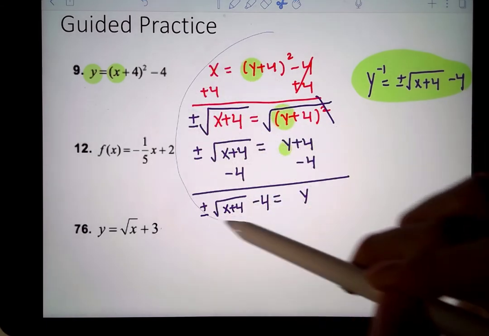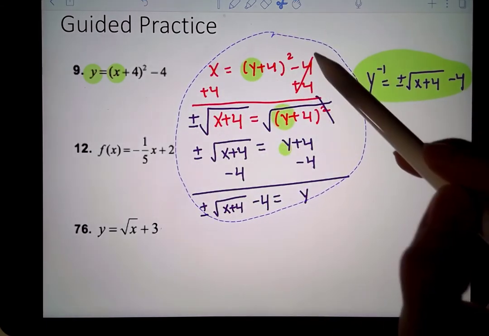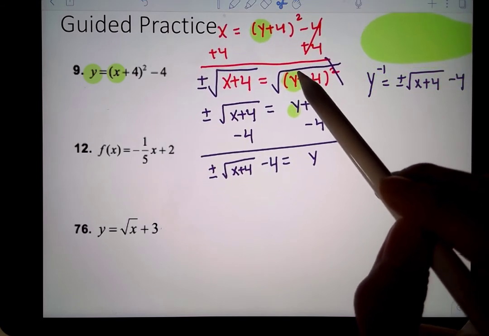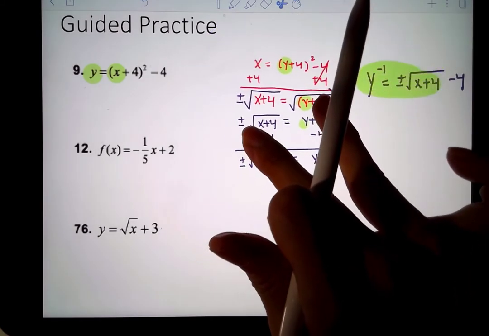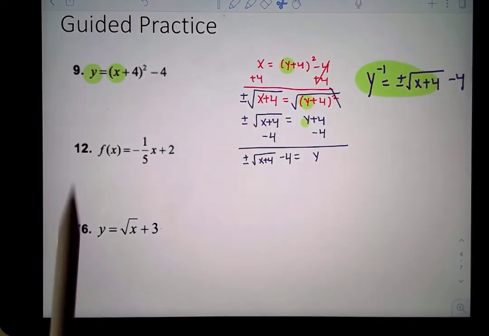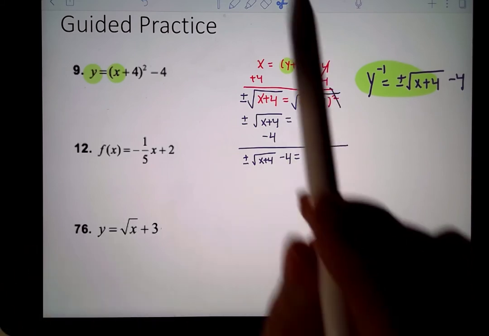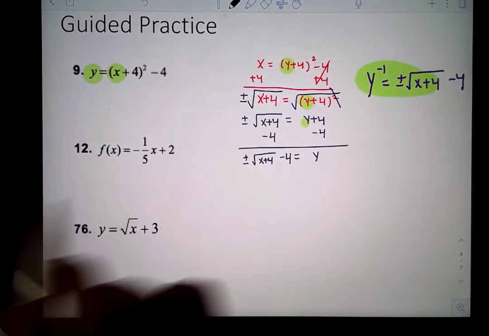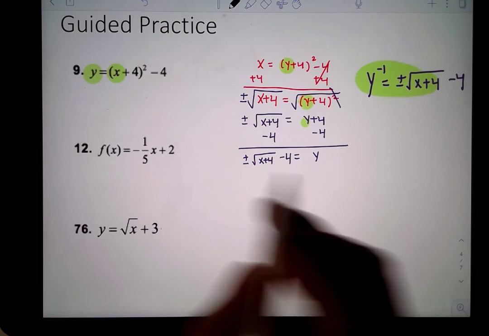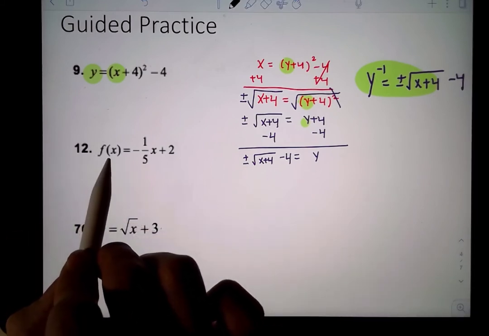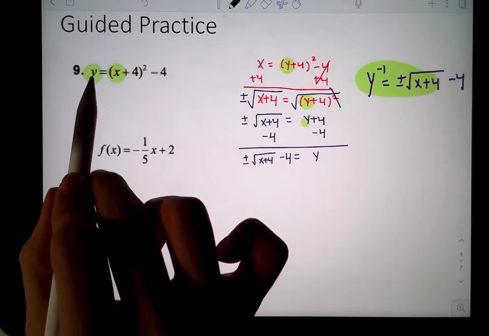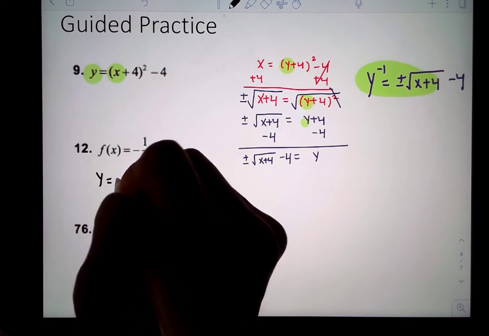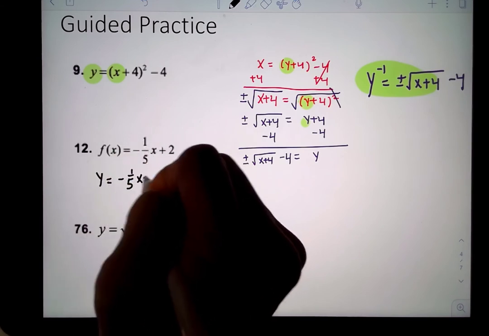Hold on, guys. Let me go over something quickly. Alright, let me try number 12, guys. First, you change f of x into y. If you already have y, you don't have to worry about it, but if you get f of x, then we just write it for y. So y equals negative 1 over 5x plus 2.